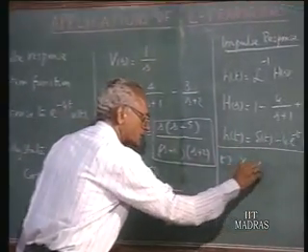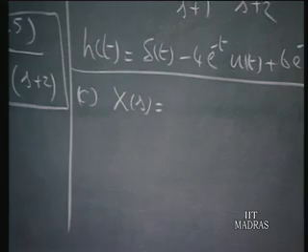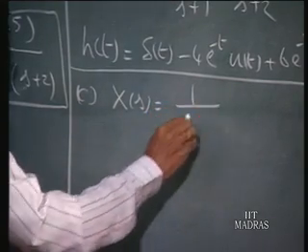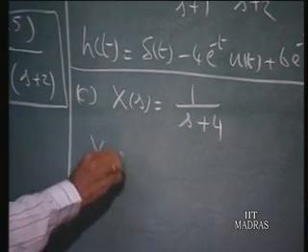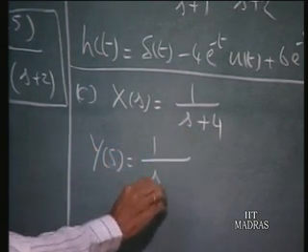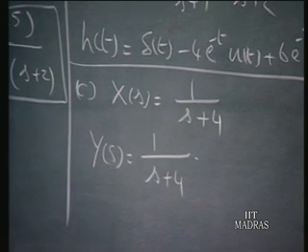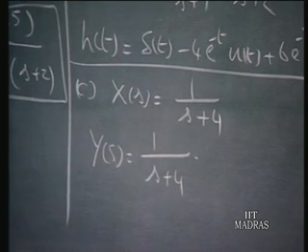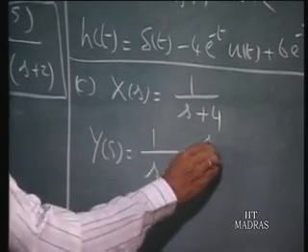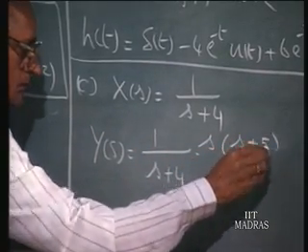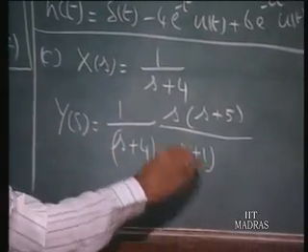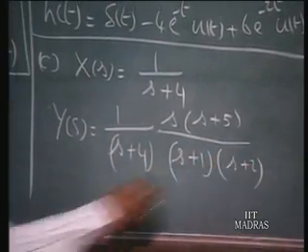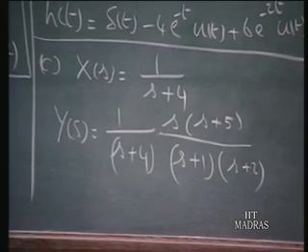So X(s), the input e to the power of minus 4t, is 1 over s plus 4. So Y(s) corresponding to this is 1 over s plus 4, that is X(s), times H(s). H(s) is s times (s plus 5) divided by (s plus 1) times (s plus 2). That is Y(s). So you make the partial fraction expansion of that.